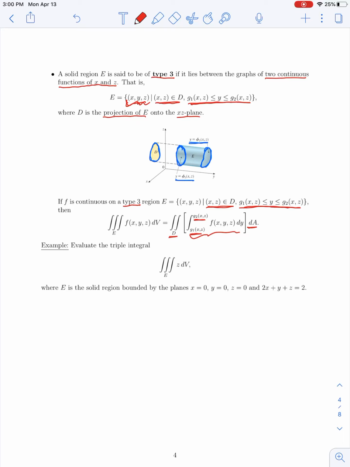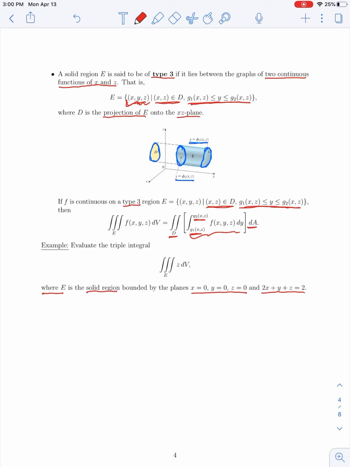So as an example of this, let's consider an easy solid region to start with. Here we are asked to evaluate the triple integral of z with respect to volume over the region E, where we're told E is the solid region bounded by the planes x equals 0, y equals 0, and z equals 0. So those are the xy, the xz, and the yz planes. And the plane whose equation is 2x plus y plus z is equal to 2.